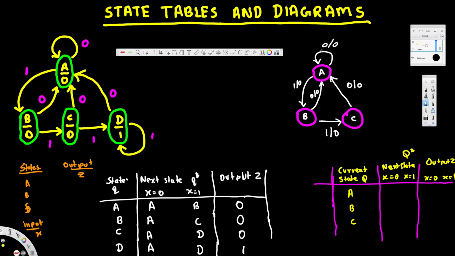For A, when X is equal to 0, the input is 0, the output is 0. And when the input is 1, it goes to B. Output is 0.